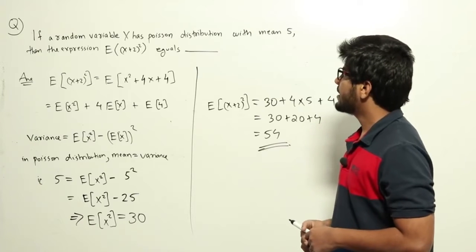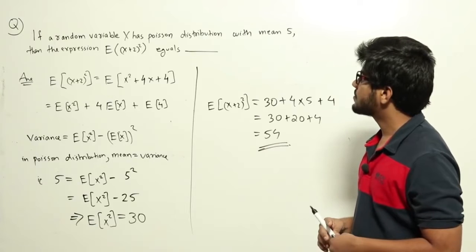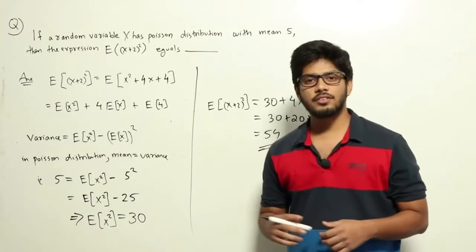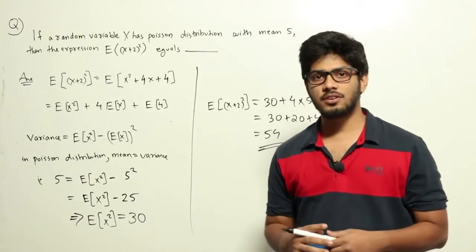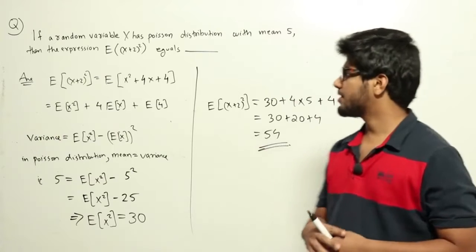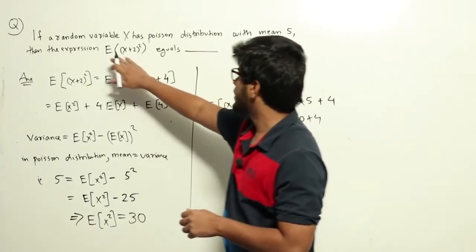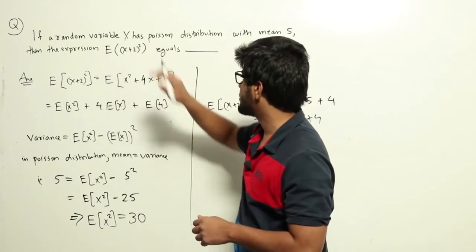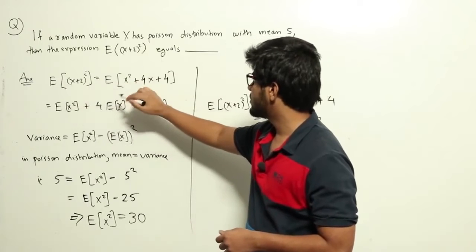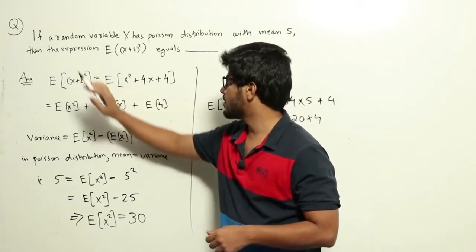If a random variable x has Poisson distribution with mean 5, then the expression expectation of x plus 2 the whole square equals dash. So this is a question from probability theory regarding Poisson distributions. If you don't know about Poisson distribution, please learn the properties of that first before answering the question here. So let us try to find out what the value of expectation of x plus 2 square is. Expectation of x plus 2 square equal to expectation of x square plus 4x plus 4. This I got just by expanding x plus 2 the whole square.